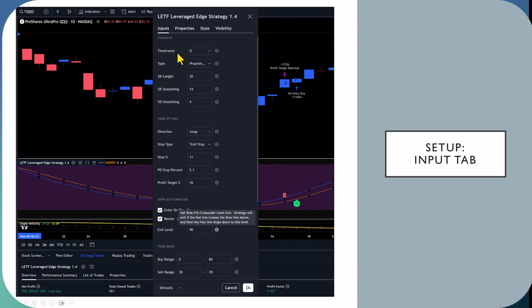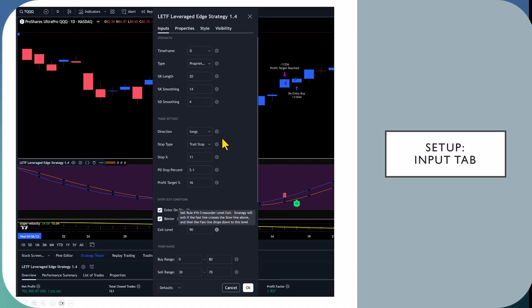It shows you information about the stochastic itself, the time frame. We have 3 different types of stochastics in there that you can choose from depending on the character of the leveraged ETF. Different settings can be put in for the stochastic, and we'll help you with recommendations. Trade settings for putting in your stops, a profit target. We have different sell parameters and buy parameters.